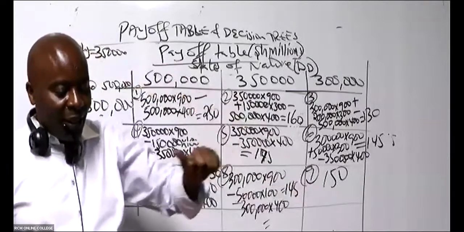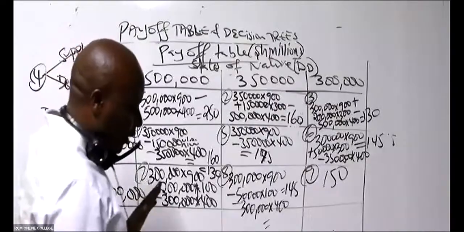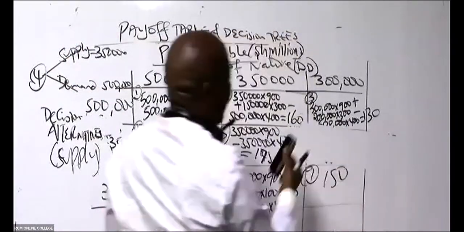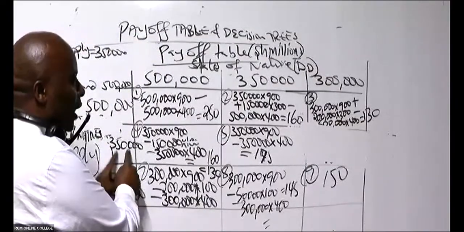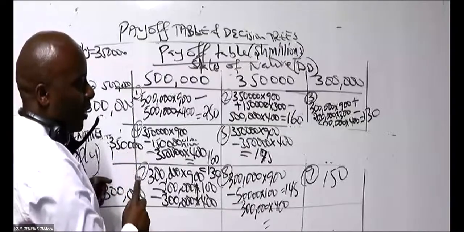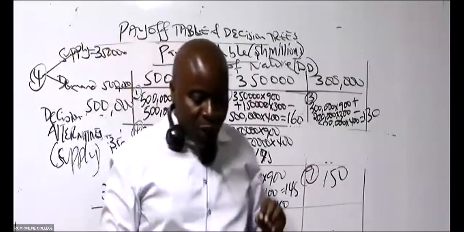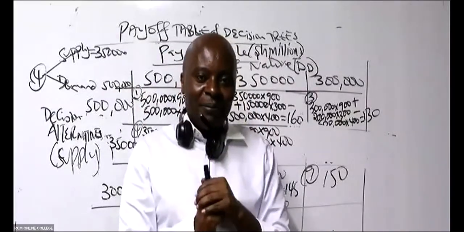150 correct. Now let's return here straight away to number 6. So number 6, what is happening in number 6? I've supplied 350,000. And how many have been demanded there? 300. You see, I've supplied 350,000, but the demand is lower.